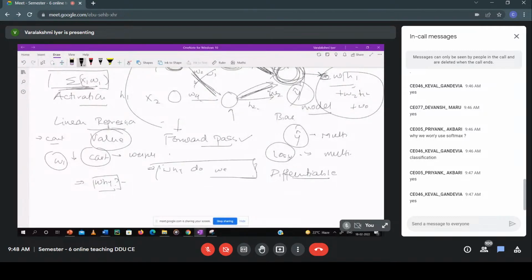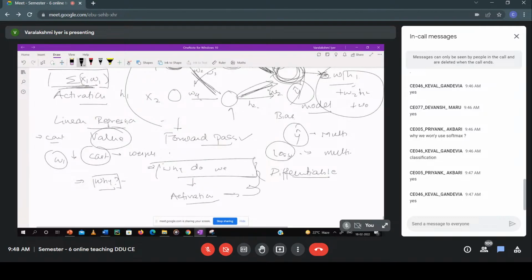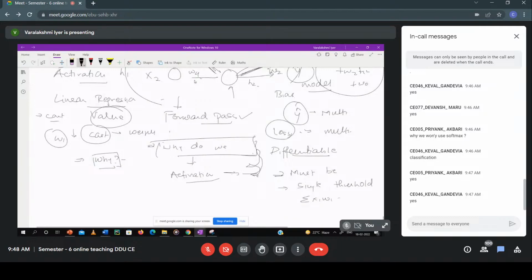And I had specifically mentioned that all the activation functions that we'll be using in the case of multi-layer perceptron must be differentiable. So if you see, there is another activation function that we had used in the case of a single layer perceptron, which was a threshold based activation function: if the summation of xi wi is greater than or equal to 0, then it will output 1, otherwise it will output 0. But we cannot use this kind of activation function in the case of multi-layer perceptron.